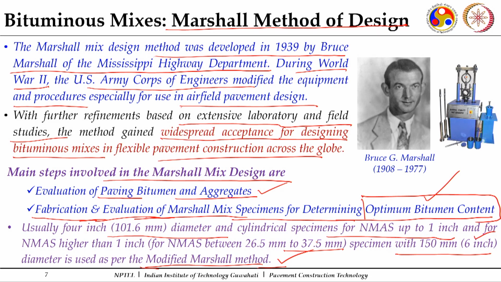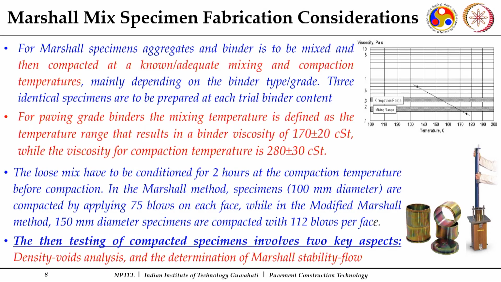as modified Marshall method of mix design, and the one which is practiced with 4-inch specimens is the standard Marshall method of mix design. There are certain differences, especially the hammer weight, the mold sizes, and then the requirements on the parameters which are obtained out of it. So, now, it says the selection of the binder and aggregates, and then fabrication, and thereafter determination of optimum binder content.